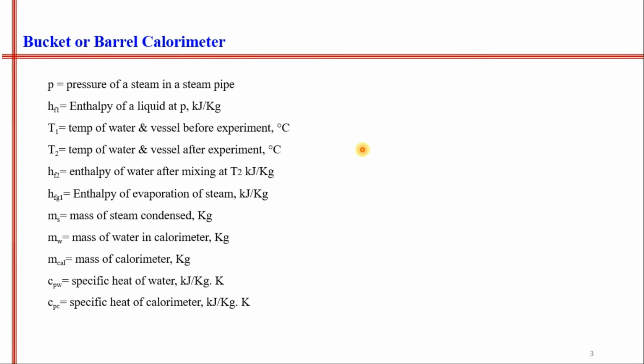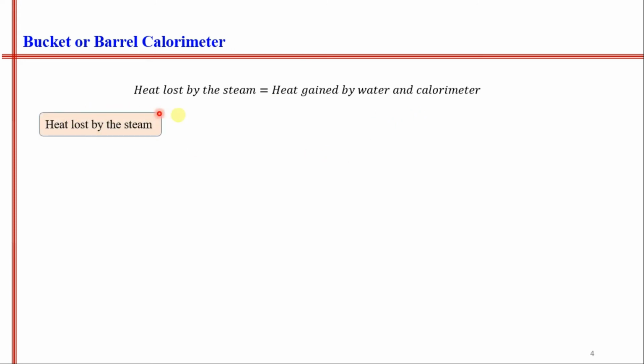Simply using heat balance. As we know, whatever heat is lost by the steam sample is gained by the water and calorimeter system. So we will use that equation: heat lost by the steam sample is equal to heat gained by water and calorimeter. So how much heat is lost by the steam?